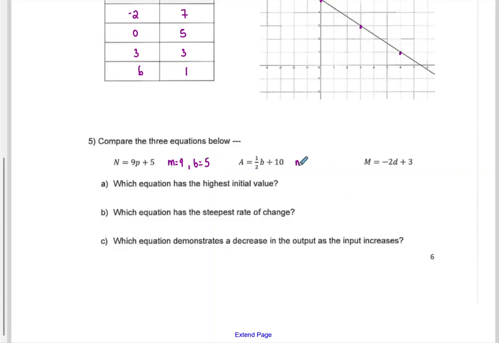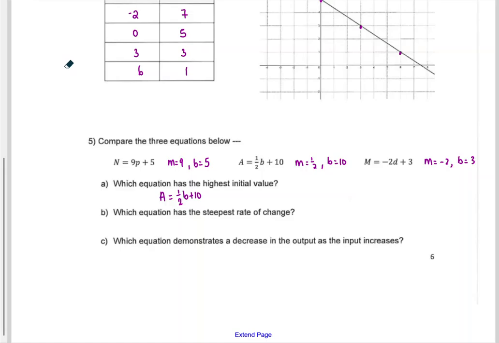For this one, my slope is at 1/2. And then my y-intercept is at 10. Here, my slope is at -2, and then my y-intercept is at 3. All right, so it says which equation has the highest initial value? Initial value of 5, 10, or 3? Well, this one is the highest initial value, so this equation, A equals 1/2 B plus 10, has the highest initial value. The next one says, which equation has the steepest rate of change? Okay.